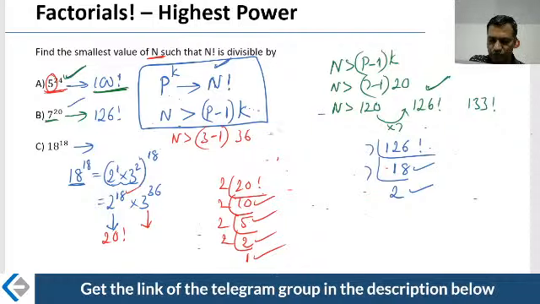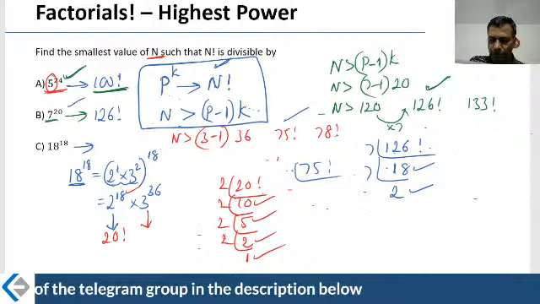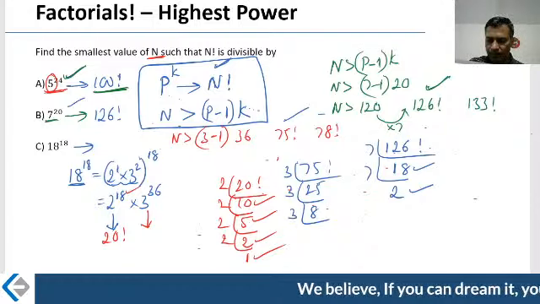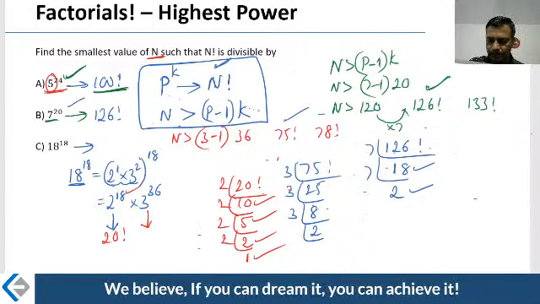Greater than 72 means what? Take 75. If 75 does not work, take 78. That's the meaning that we are trying to say. Let me take the first one, 75, and let me go with 3. 3 to the 25 times, 3 to the 8 times, 3 to the 2 times.